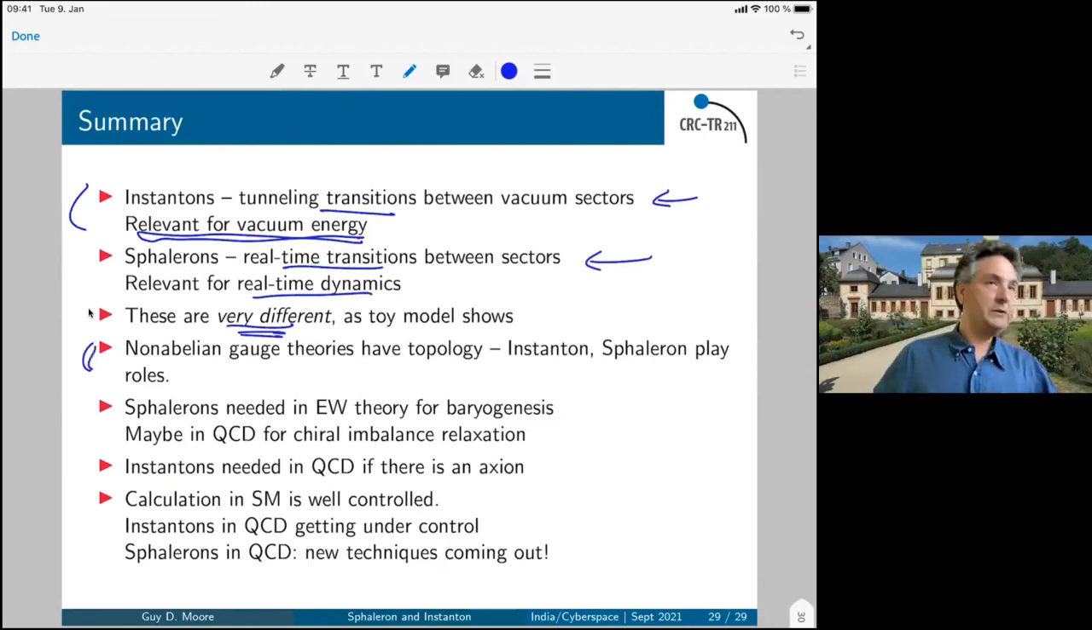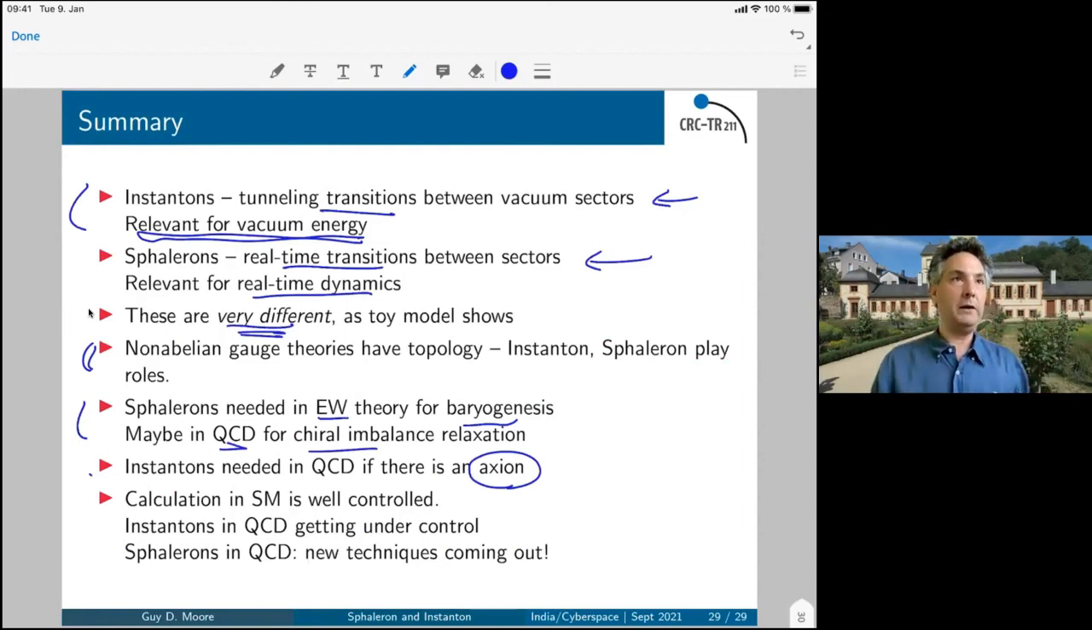Non-abelian gauge theories have topology. I gave a super fast introduction, but I think we heard a lot more about that in previous talks today. And sphalerons are physically important in the electroweak theory. They could explain the abundance of matter in the universe, and they may be important in QCD for things like chiral imbalances. Instantons are needed in QCD if there is a hypothetical axion particle. I didn't have enough time to describe that in great detail, but you can ask me about it offline. And some of these calculations are well controlled. The sphalerons in the standard model, instantons in QCD are coming under control. And we think now we have a new technique to discuss sphalerons within QCD.